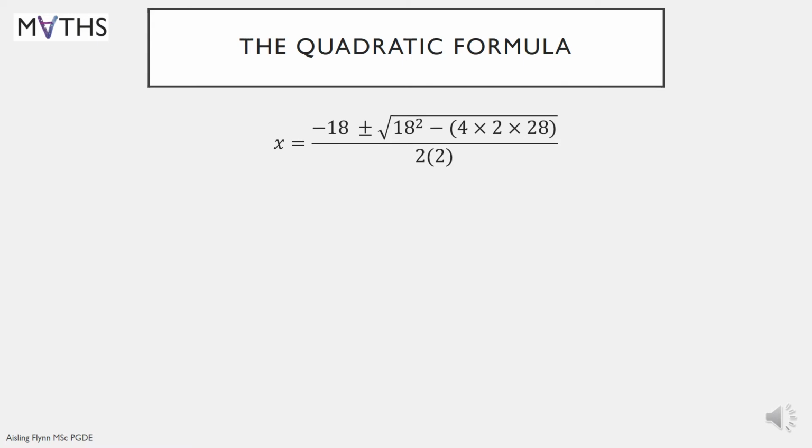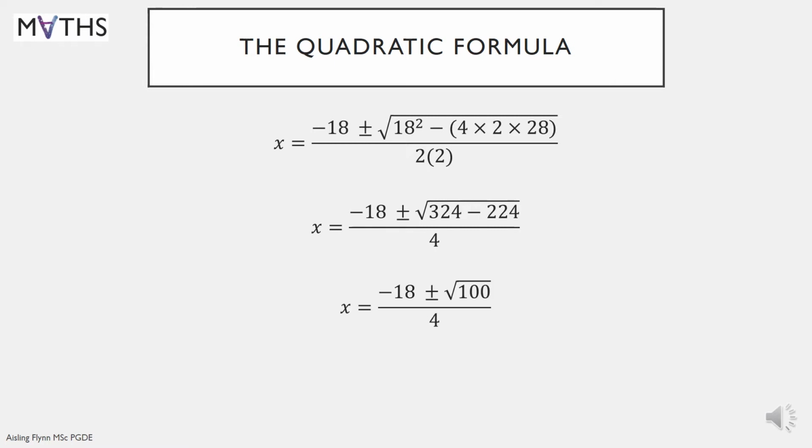So this is what we had previously, and let's do some workings out. Let's do under the square root there. 18 squared is 324, and the multiplication gives us 224. And under the line, 2 times 2 is 4. So that's it at this stage. If we continue to work under the square root, the subtraction gives us 100. And we know that the square root of 100 is 10.